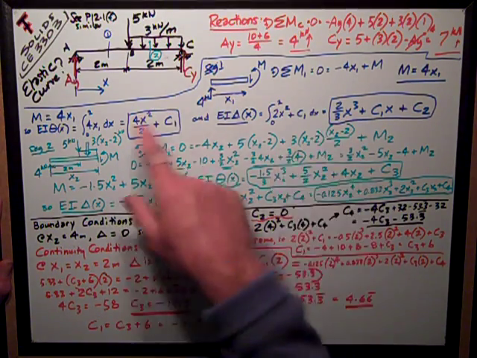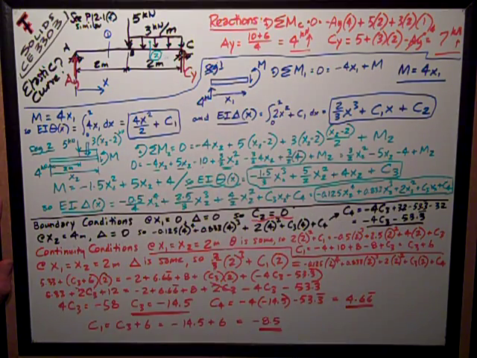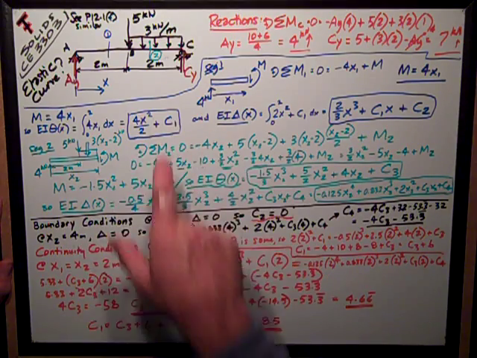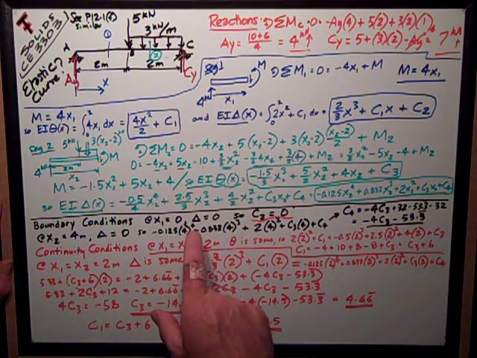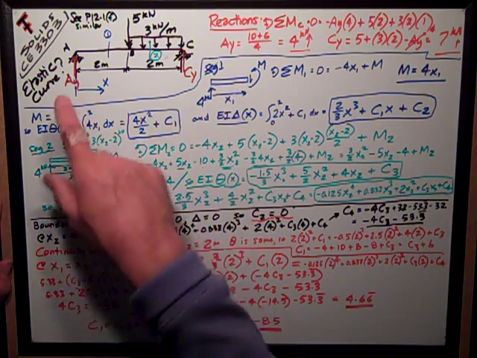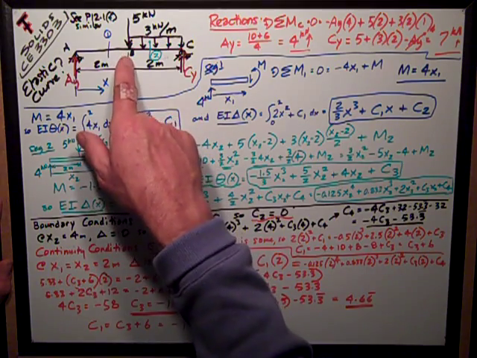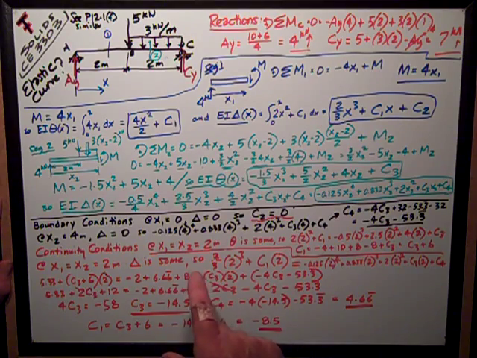So the key is writing a moment equation based on the segments. I have to have two of them because I have a change in loading that occurs right there in the middle. And then using these boundary conditions of the deflection at the ends, in this case equal to 0, and the slope and the deflection in the middle where the two equations come together are equal.